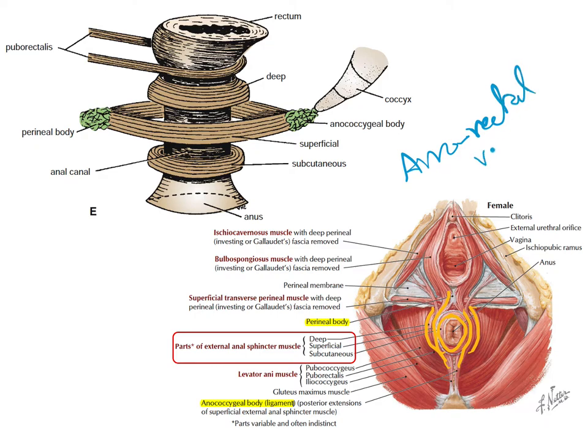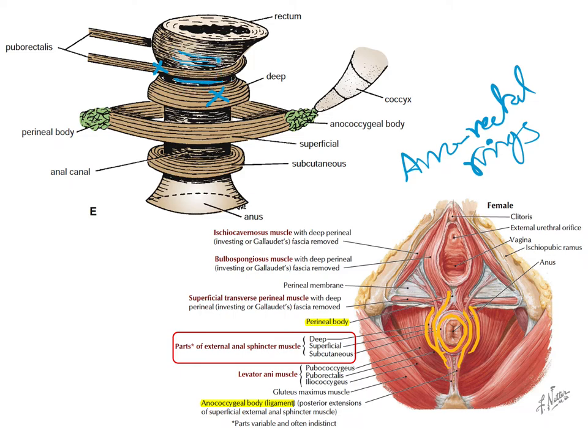Anorectal ring. What's this ring? This is the rectum. This is the anal canal. Where is the ring? You see, we have three parts: the deep part of the external anal sphincter, and the puborectalis. And you see this black color, the smooth muscle that forms the internal anal sphincter.